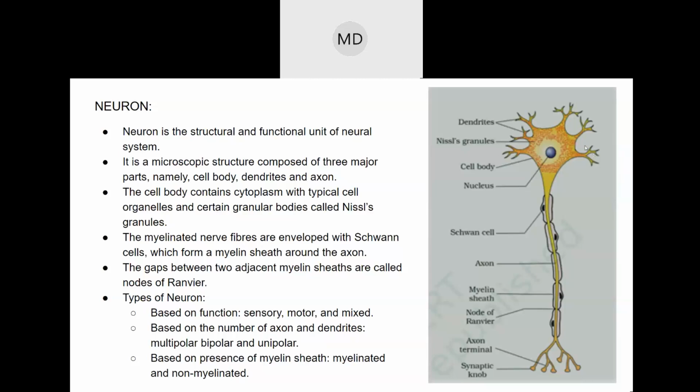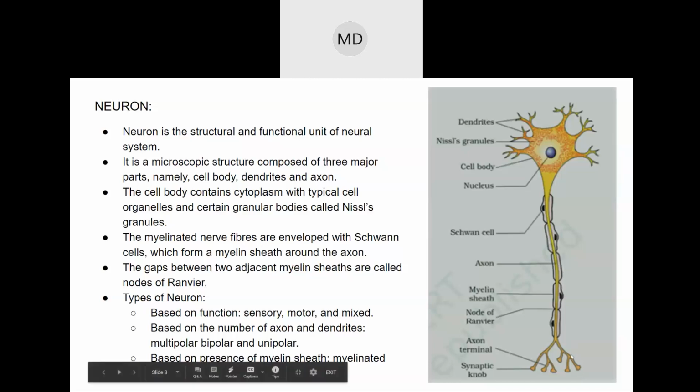So this is the structure of the neuron. This diagram is also important. You have to learn to draw it. It's a very easy diagram. You have to learn to draw it and label all the parts. Basically, the structure of the nerve cell or neuron is divided into three parts. One is the cell body. This whole thing is the cell body.